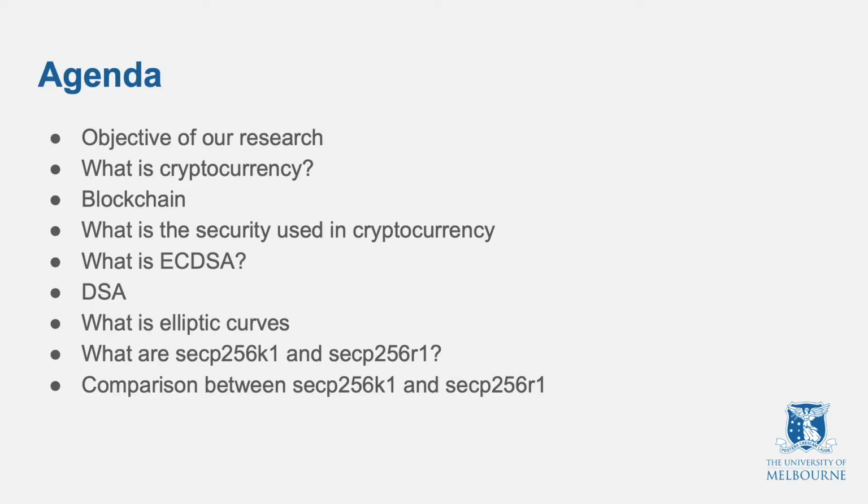This is the agenda of our presentation. Firstly, I will briefly introduce the objectives of our research, followed by the meaning of cryptocurrency and types of cryptography used in it. Next, my team member Ron will explain ECDSA in detail and demonstrate how it works. And at the last, Ted will explain and illustrate the difference between K1 and R1.